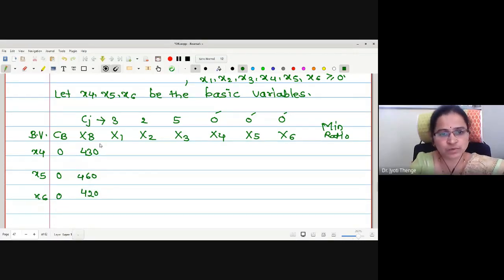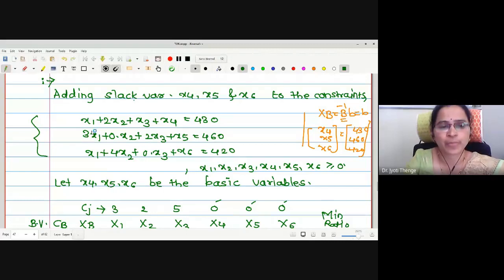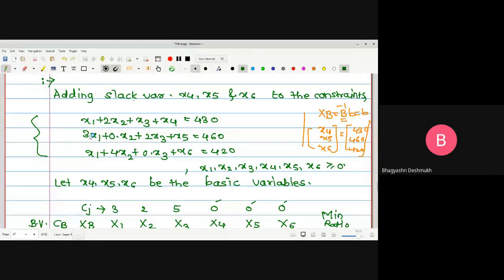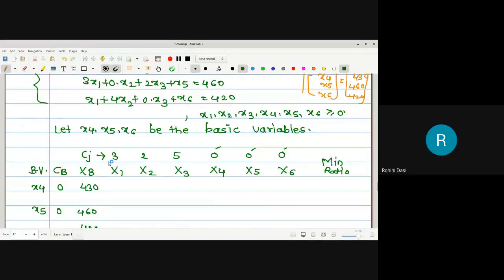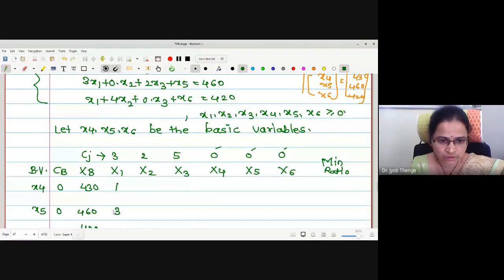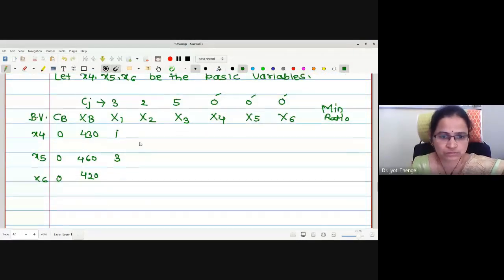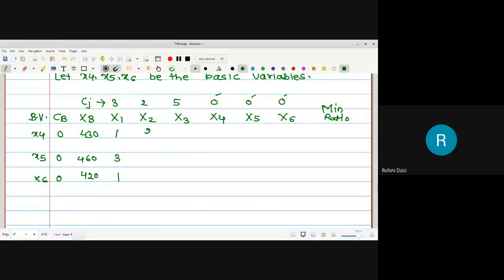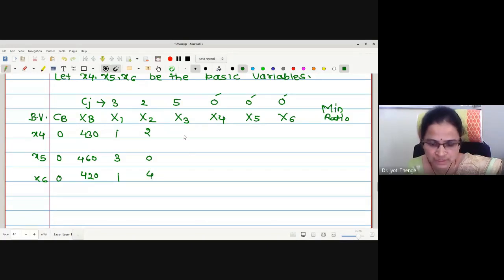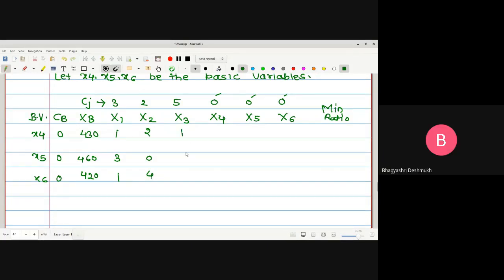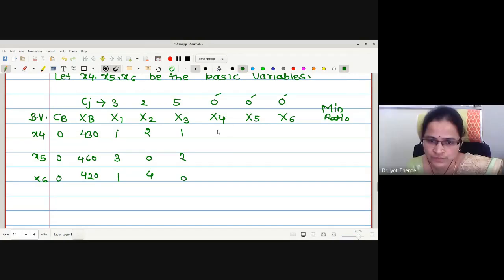Now the columns. Column x1: 1, 3, 1. For x2: 2, 0, 4. For x3: 1, 2, 0. For x4, x5, x6 we can write 1, 0, 0, 0, 1, 0, 0, 0, 1.